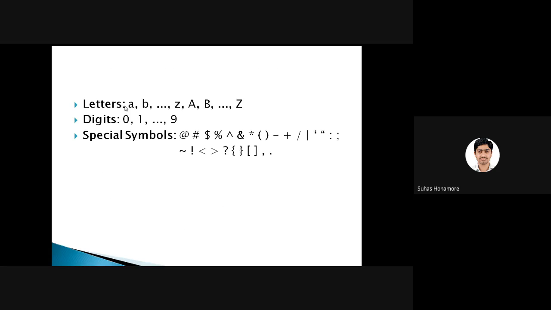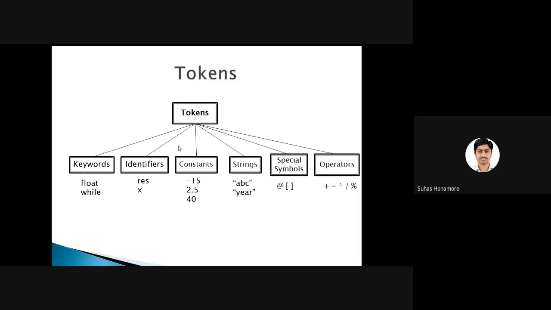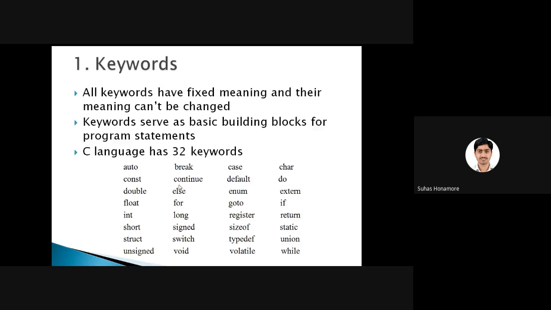Then we saw letters, digits, and some symbols. Then tokens, which we have in 6 different categories. In that we have already studied what is a keyword and what is a constant. These two things we have studied. Now we'll go for identifiers. But before going further, we'll just see what a keyword is.